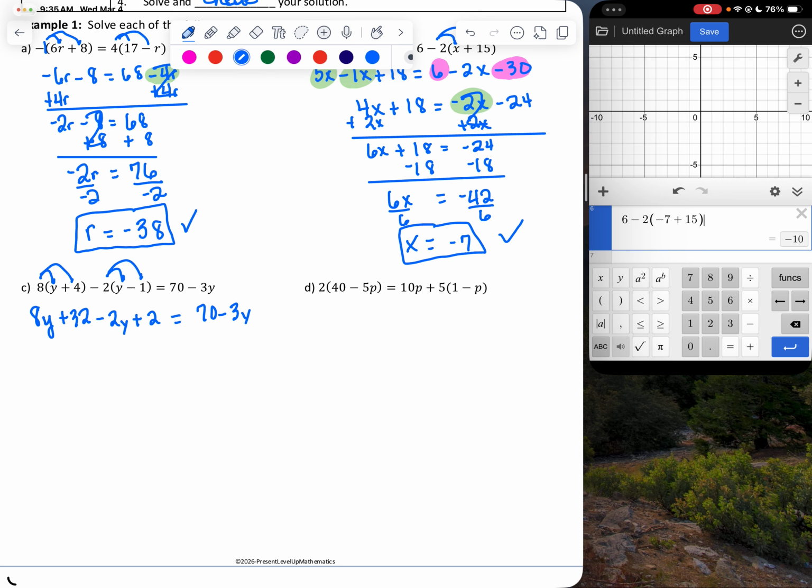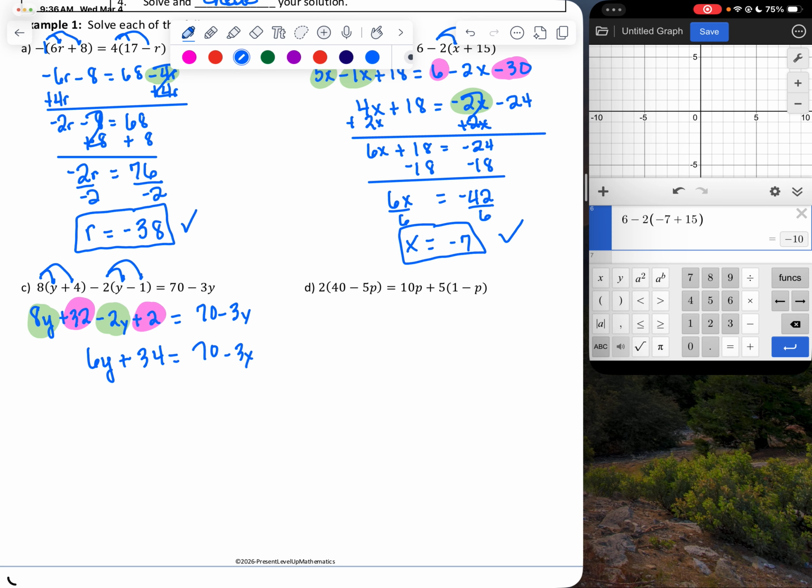Now, I have some like terms that need to be combined on the left side. So 8y can be combined with negative 2y, and 32 can be combined with positive 2. So 8y minus 2y is 6y. 32 plus 2 is 34. And that's equal to 70 minus 3y. All right, so we did step 1. We removed the parentheses and combined like terms.